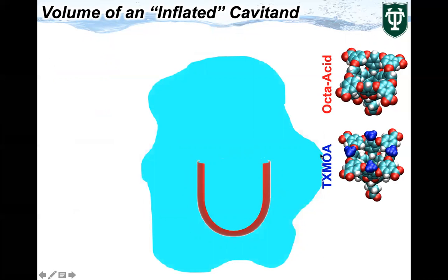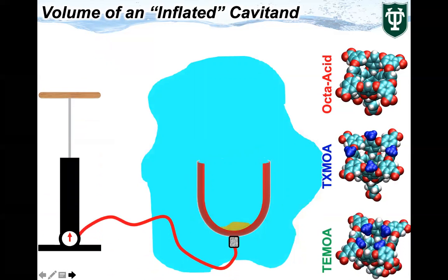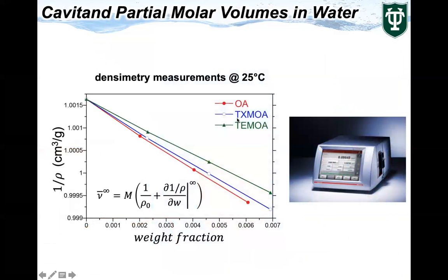Now, as we saw before, TexMOA and octaacid are wetted. Water likes to go into it. But if you imagine that you could pump the water out of there to create a void, what you would expect is that the partial molar volume of the dry species would be considerably greater than the wetted species. And so we have actually synthesized each of these host molecules and performed densimetry experiments as a function of weight fraction of the added host.